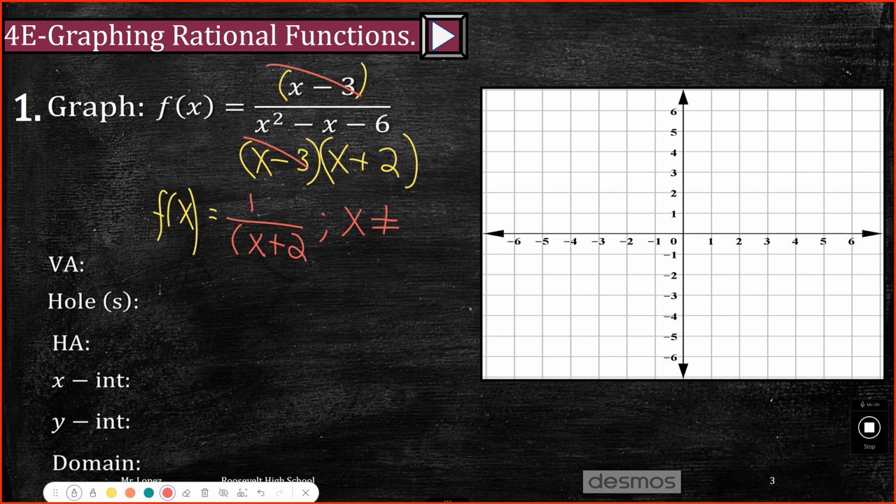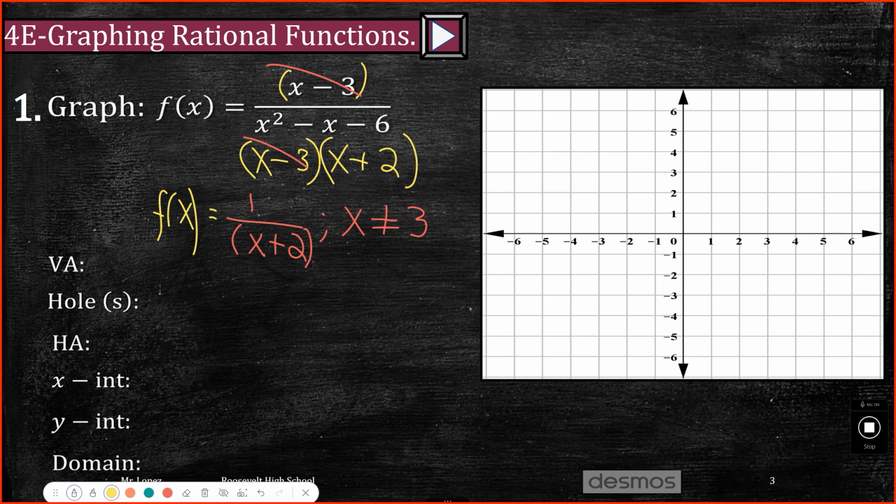X cannot equal to what? 3. Okay, so now we're ready to fill this out. The vertical asymptote will be where? How do you find it? Okay, where's the vertical asymptote at?